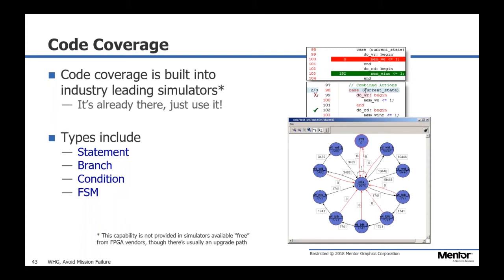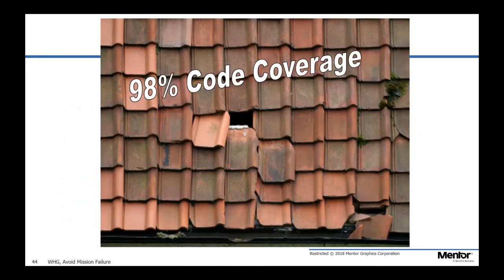So this is, again, the different types of coverage we can collect. And the joke is, if you have a roof, is 98% coverage of your roof sufficient? I'd say most of us would say no, because if you have 98% coverage, when it rains, you're going to have water leaking in your house.